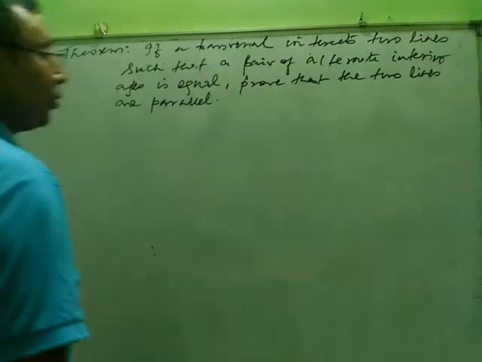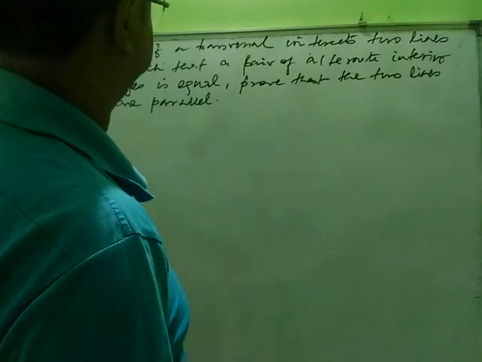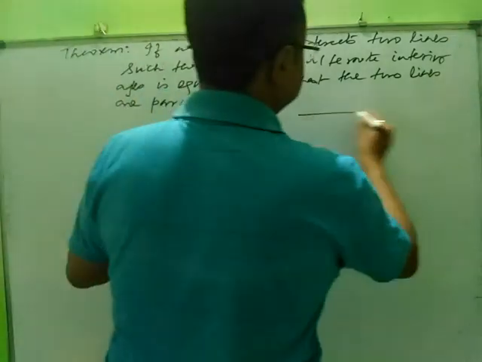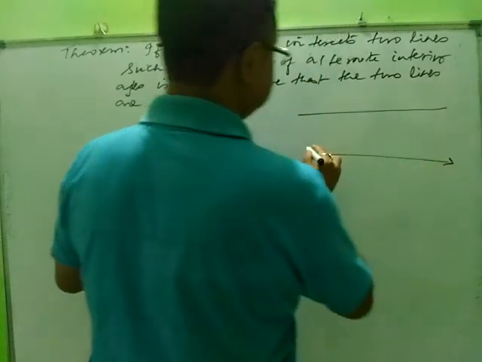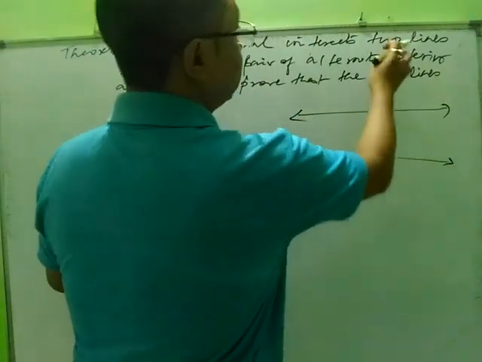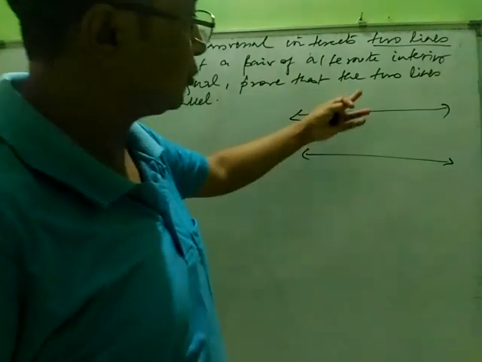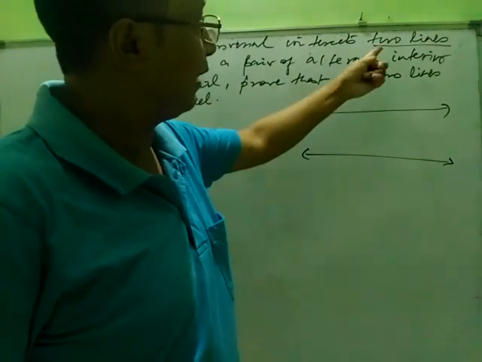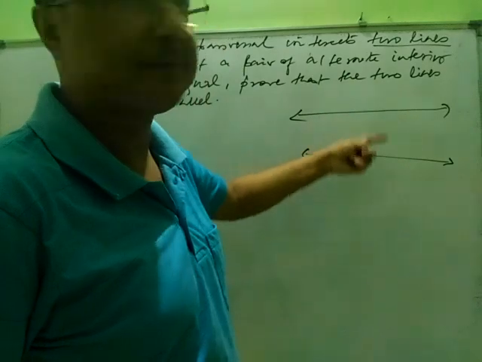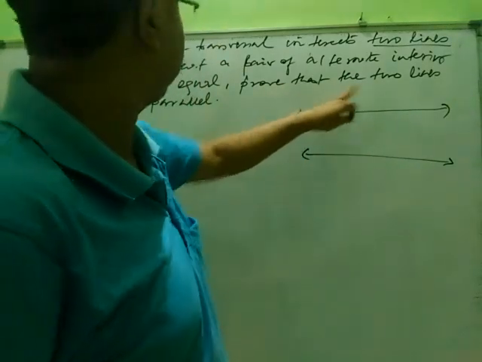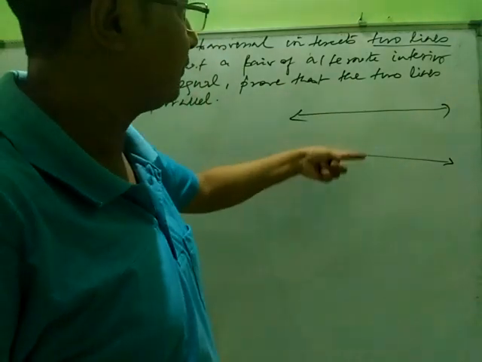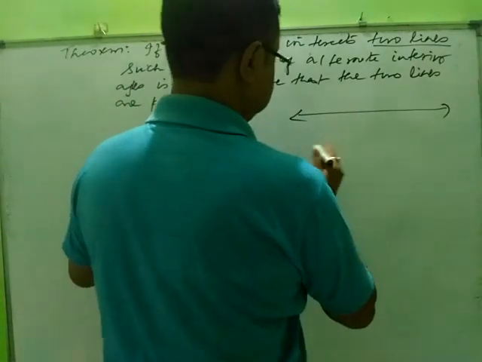So this is just the opposite of the first theorem. Here they have given that a transversal intersects two lines. Now they are the lines. In the previous theorem, they had given that two lines are parallel. But now here they have given these are the lines, they are not parallel. You want to prove that the two lines must be parallel.